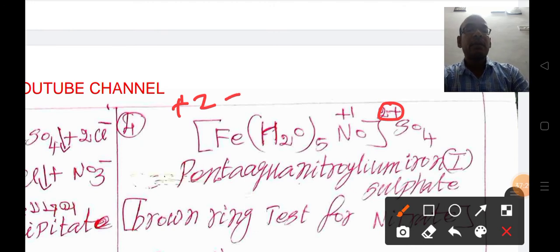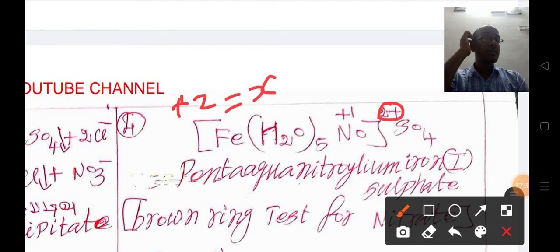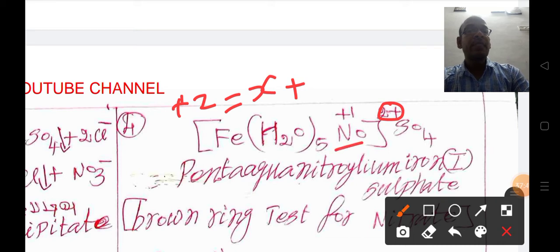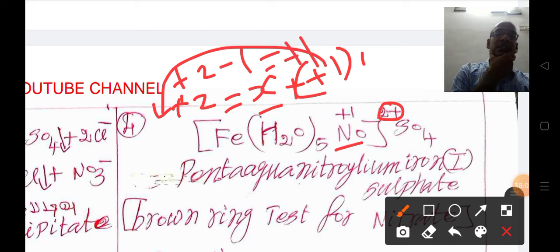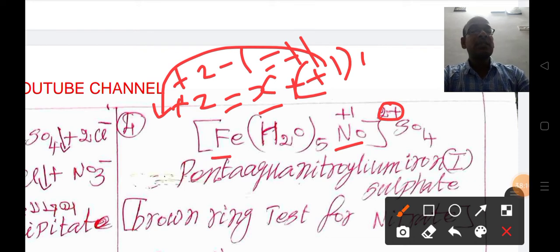Central metal ion oxidation state is X. Water is a neutral ligand, therefore this term will be cancelled. NO has a +1 charge, only one ligand. So +2 equals X plus 1, therefore X equals +2 minus 1, which is +1. The oxidation state of the central metal ion is +1, and the ligand NO charge is also +1.